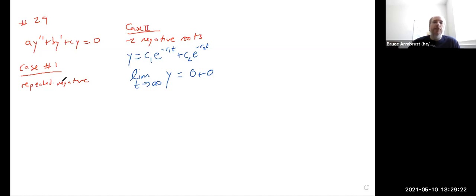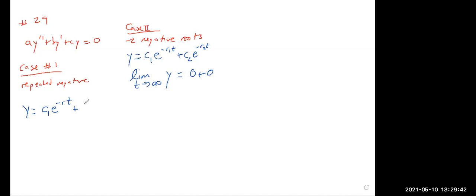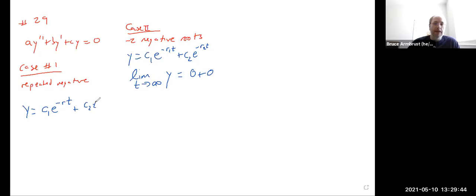Okay, so let's think about the repeated negative root. All right, so that means we're going to get C1 e to the minus Rt. And then what's our other function? When we get a repeated root, what do we do? We add a t in front. Good. So we'll make it a t e to the minus Rt.